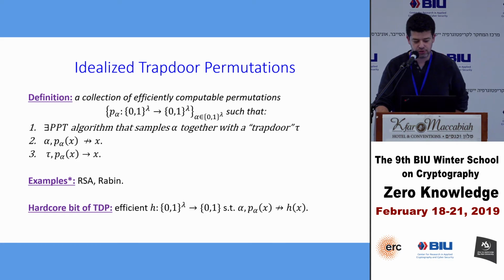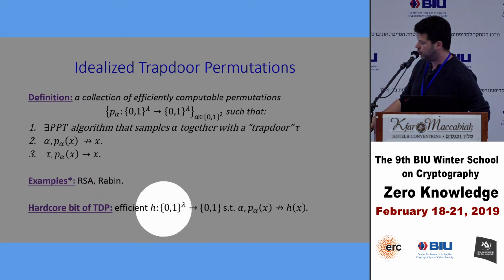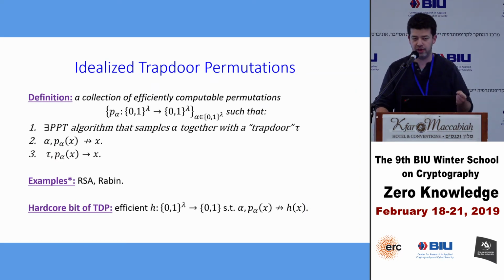Okay, the last cryptographic ingredient that I'm going to need is a hardcore predicate, which I hope that you guys have seen. But in the context of a trapdoor permutation, this is an efficiently computable function mapping our domain {0,1}^lambda to a bit, {0,1}, so that given alpha and p sub alpha of x, not only can you not recover x, you cannot find h of x with noticeable advantage over 1/2. Okay? So h of x is hidden from you, and we have a generic technique of getting a hardcore bit for any trapdoor permutation. This is the Goldreich-Levin theorem.